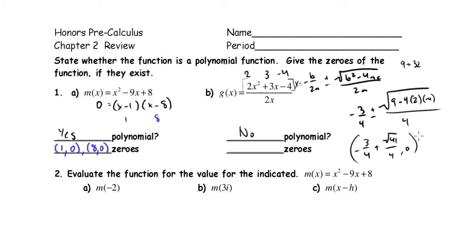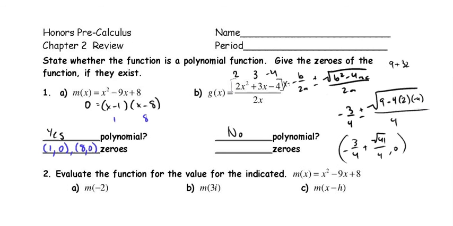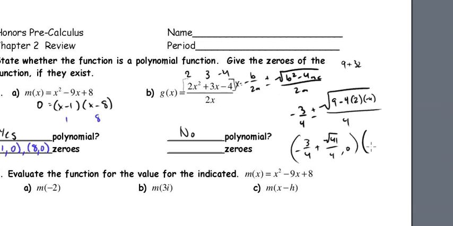That's our first zero. And the other one's going to be, maybe I can fit it, we're going to run a little bit out of room. The second one's going to be negative 3/4 minus the square root of 41 over 4, comma 0. All right, I hope that helped.